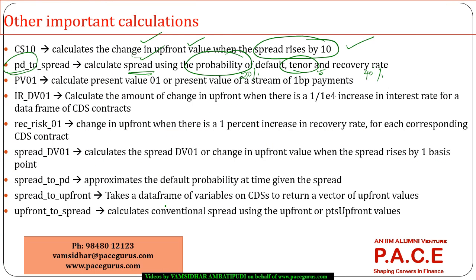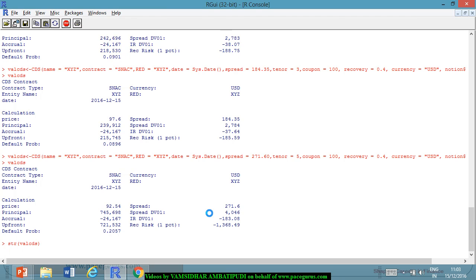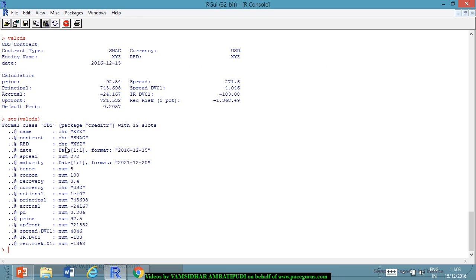So you can simply give the inputs as required, and based on that you should be able to compute the necessary values. But much more than that, let me take the structure of this val CDS. So these are some of the things that this is finally giving. The name is displayed, contract is displayed, the RED is displayed, the date we know it is 15 December 2016. The spread is 272, it got rounded up.